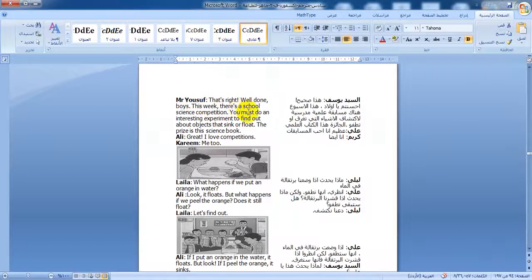This week there's a school science competition. You must do an interesting experiment to find out about objects that sink or float. The prize is this science book. Ali: Great, I love competitions. Kareem: Me too. Layla, what happens if we put an orange in water? Ali: Look, it floats. But what happens if we peel the orange? Does it still float? Layla: Let's find out.